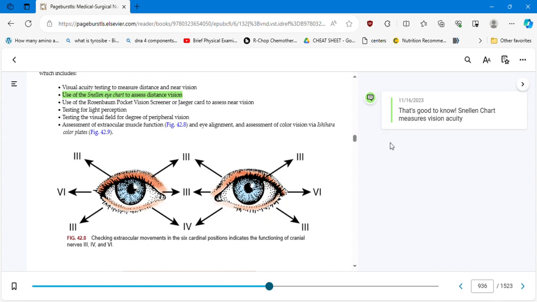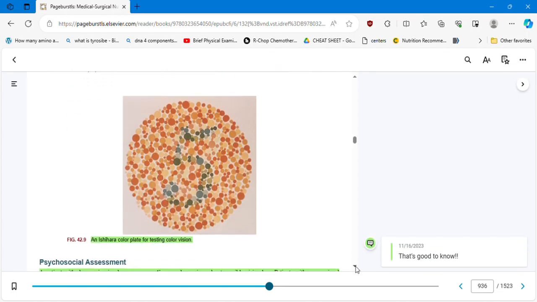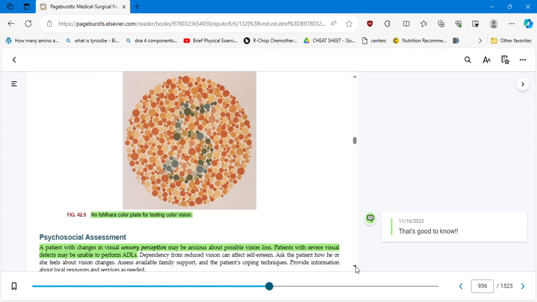Vision testing: use the Snellen eye chart to assess distant vision, and that's good to know. The Snellen chart measures visual acuity, and that's something that probably the doctor is going to let you do, right? So you're going to have the chart, with the letters and the numbers. That's the Snellen chart to measure visual acuity. And this is the Ishihara color plate for testing color vision. And also that's good to know. You need to know the Ishihara color plate is especially to measure color vision.